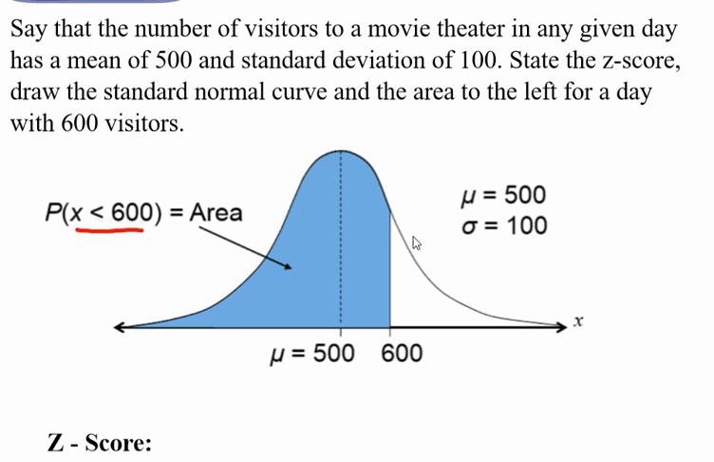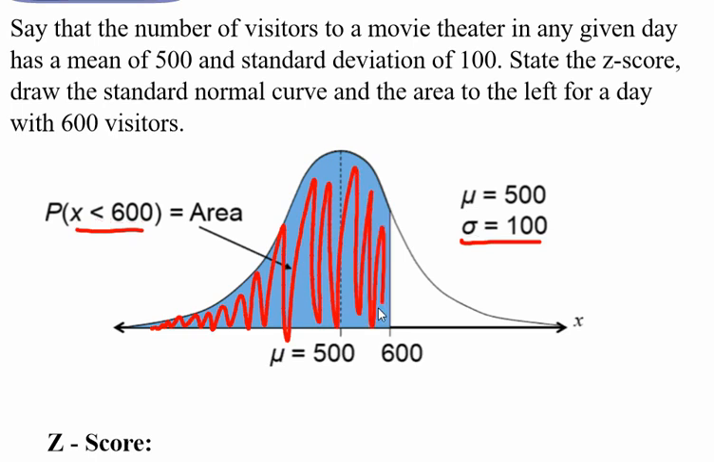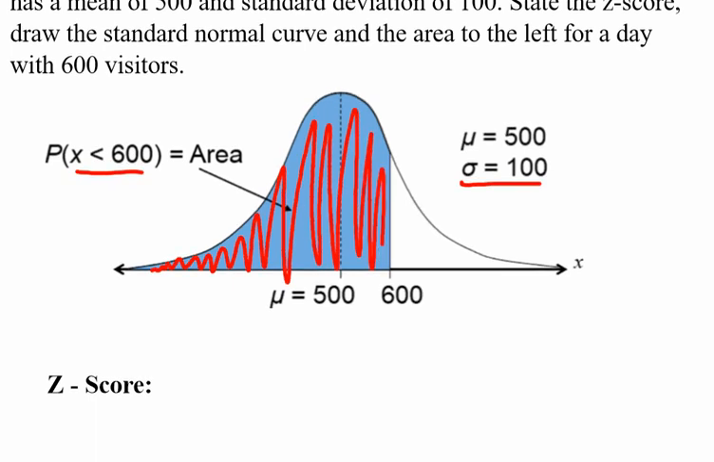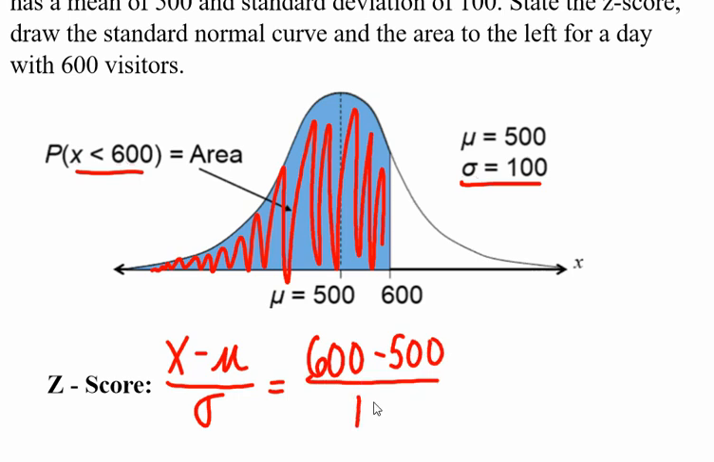So our regular normal curve is centered about 500. One standard deviation to the right is an extra 100, so now we're at 600. We want to know the probability we get less than 600 people at that movie theater in a day. In order to calculate the z-score, I take my measured value, subtract my mean, and then divide by my standard deviation. In this case, that'll be 600 minus 500 divided by 100. That's 100 divided by 100, which tells me that my z-score is 1.